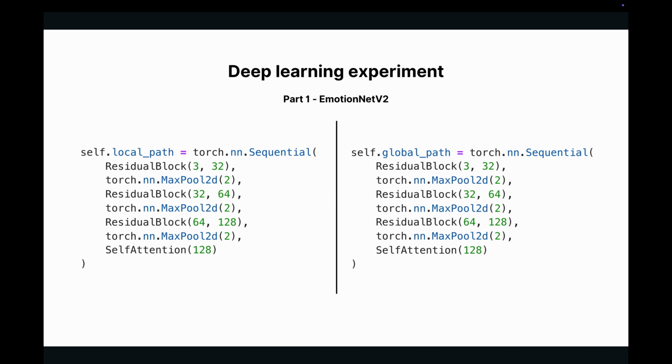You may not see convolutional layers in the local and global pathways, but they're actually within the residual block. These residual block layers extract local and global features.